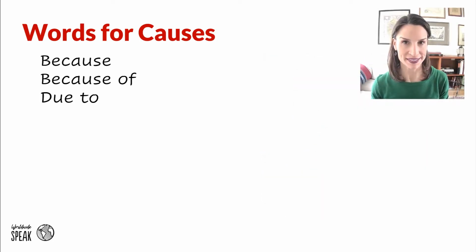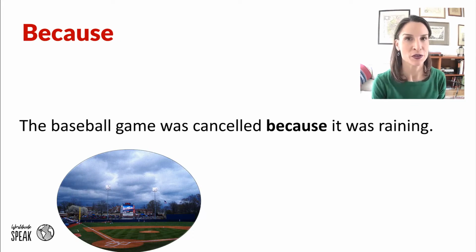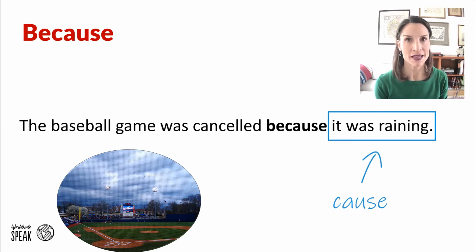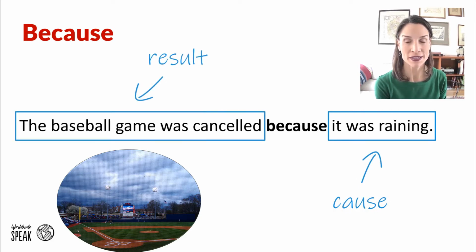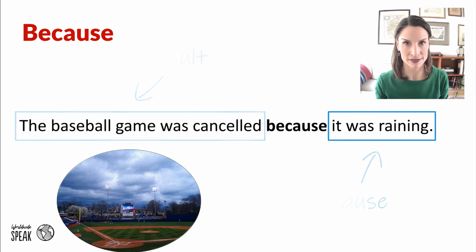Let's start with because. This is a word that you have probably been using for a while, so my guess is that you're using it correctly. Let's take a look at this sentence. The baseball game was canceled because it was raining. So we have the cause, which is it was raining, and the result, the baseball game was canceled. We have the word because, and it connects these two things. After because we have the cause.